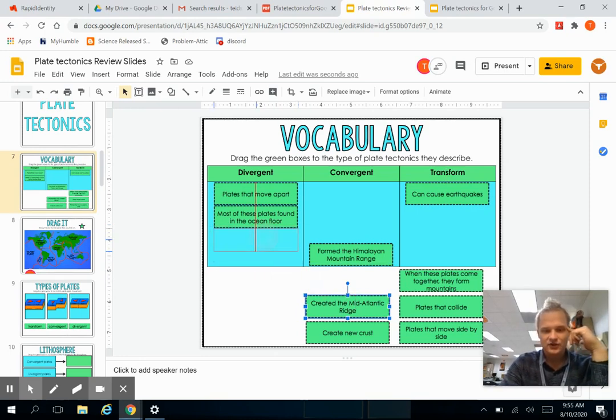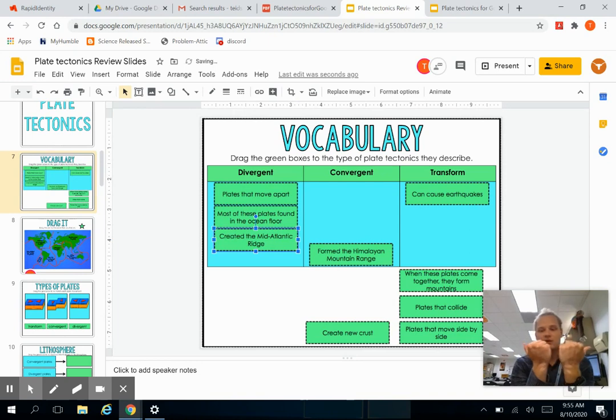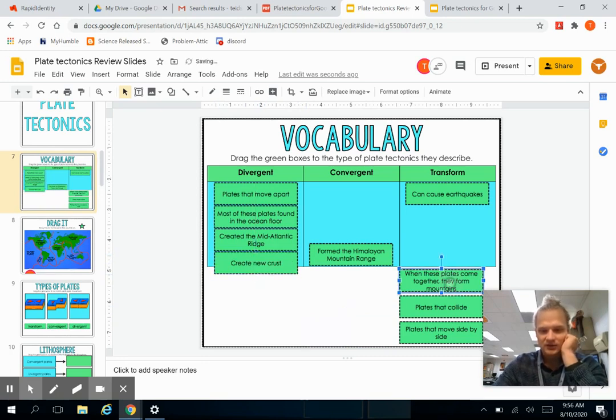Created the Mid-Atlantic Ridge. That's going to be divergent, two ocean plates splitting apart, and as they split apart, new crust is formed. It's coming up from the mantle, that molten lava creating new crust on the ocean floor, and the ocean plates are breaking apart and moving to the side. So again, we just talked about new crust being formed. That's going to be divergent.